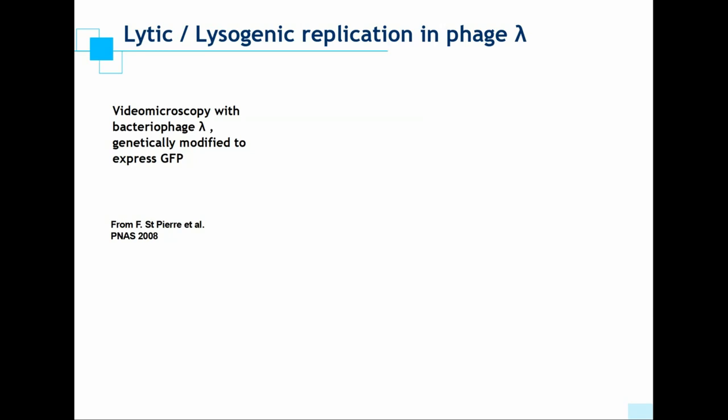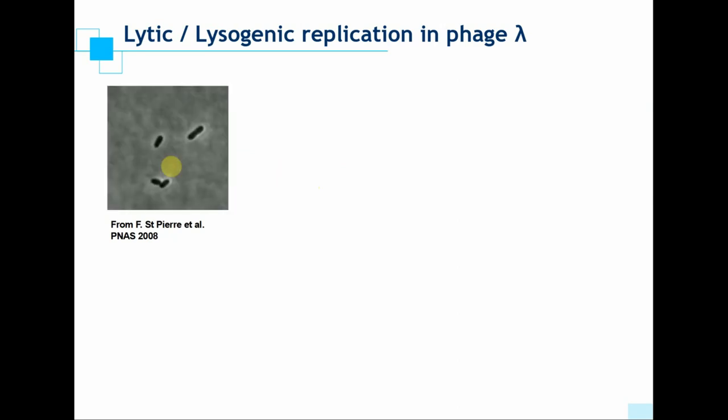You can see this in this video microscopy, from a paper about 15 years ago now, where they genetically modified phage lambda to express the green fluorescent protein GFP, so that you can see which bacteria are infected. Here's the start. You've got two infected bacteria. One of them explodes and the other one doesn't explode. The other one carries on dividing.